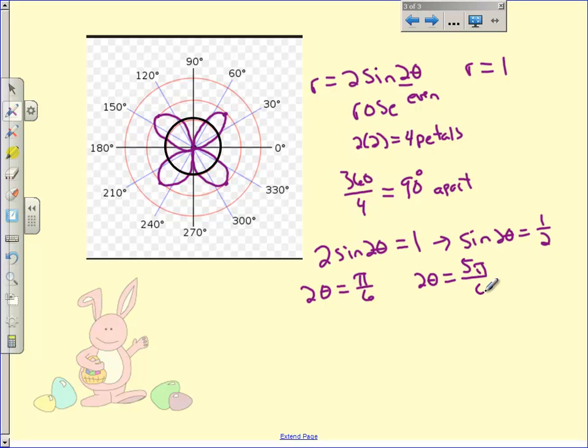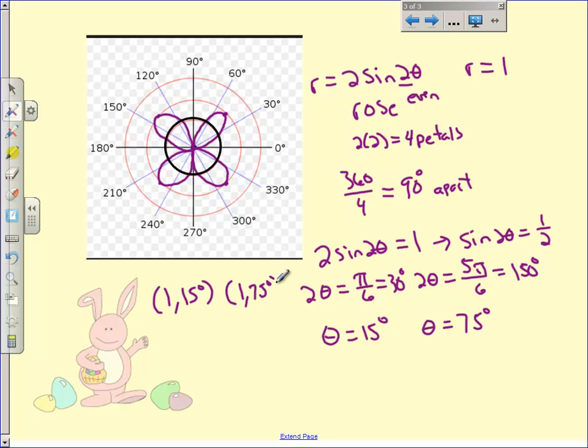So I'm going to set 2 theta equal to both of those. And if you want to, we can stay in degrees because we are in degrees on my graph here. So that's 30 degrees and 150 degrees. Now we're going to divide by 2 and we get theta equals 15 degrees and theta equals 75 degrees. And so I have 2 points of intersection. They are at (1, 15) and also (1, 75).